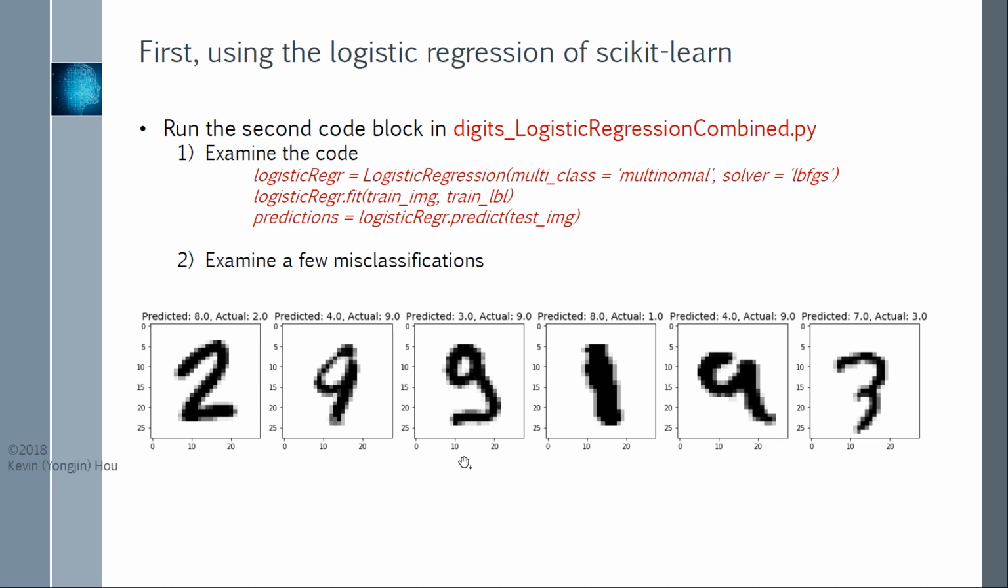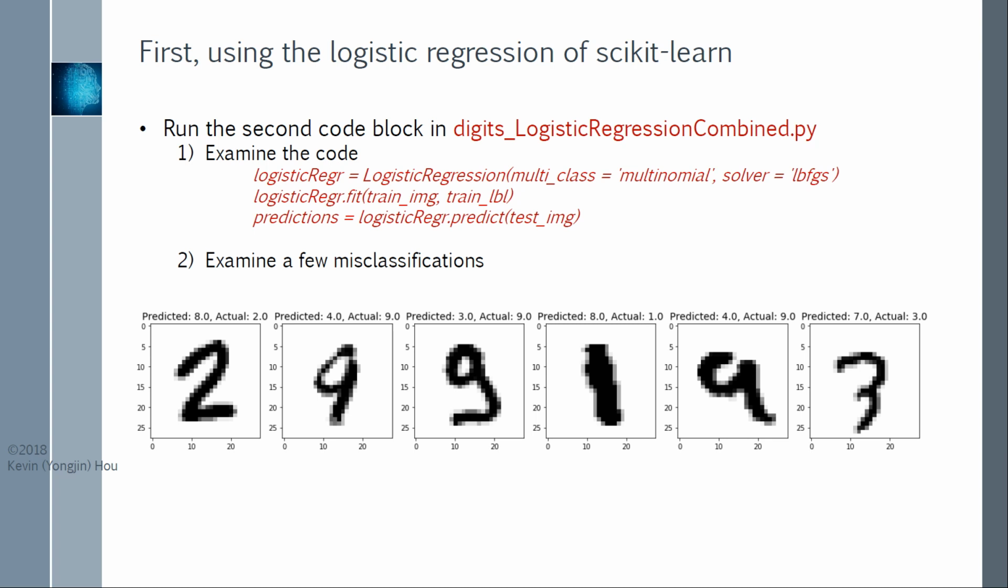After we do the training and the testing, here we just print out some misclassifications by the logistic regression. In this one, the actual value is 2, the prediction is 8. There are some other similar examples. Basically, there are some mistakes or misclassifications by the algorithm. But overall, how good is the algorithm?